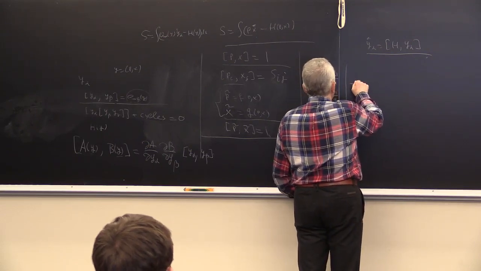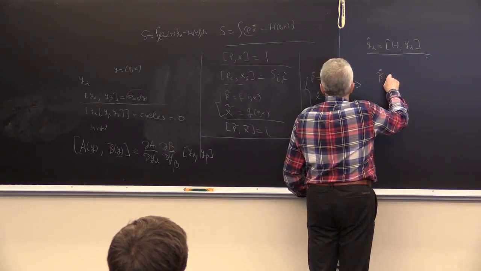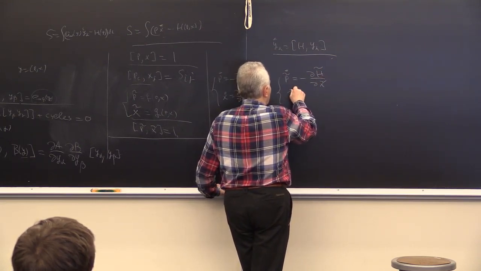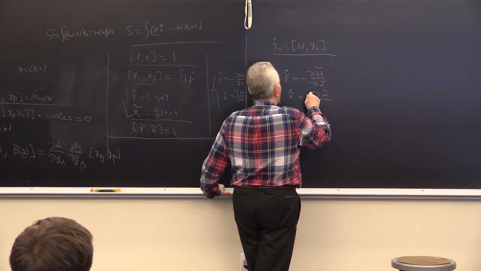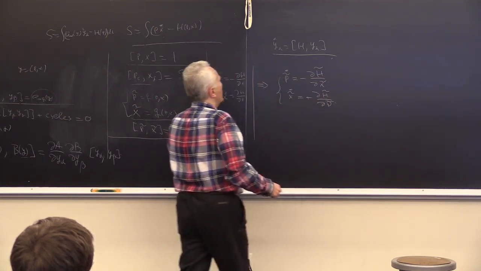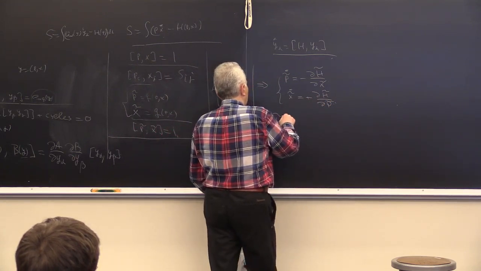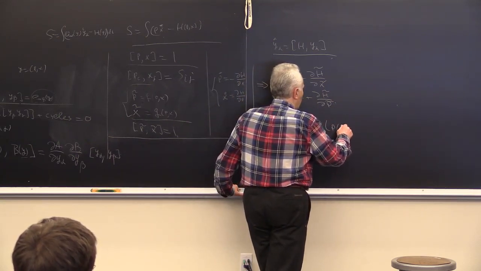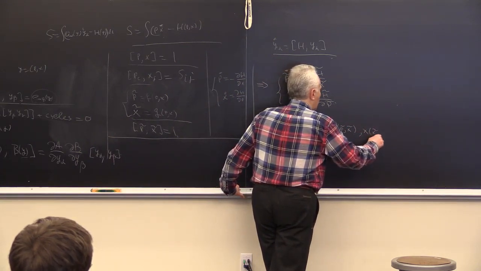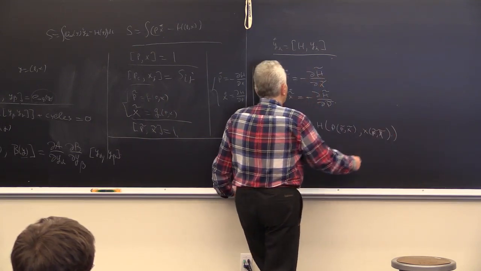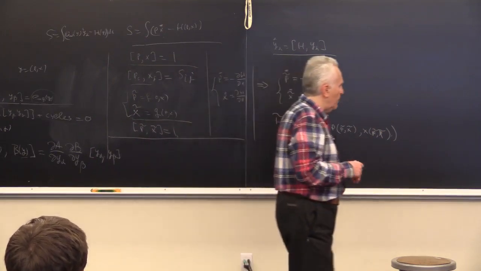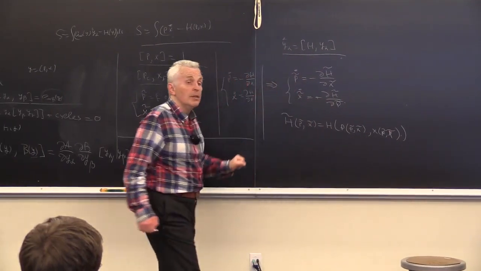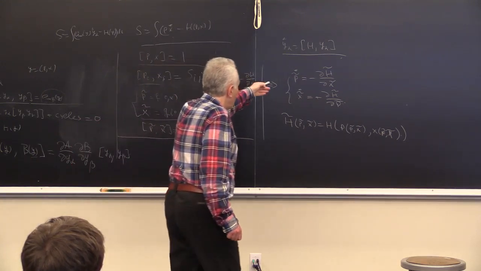Actually, the canonicity means that the Hamiltonian H tilde is H of p of p tilde, x tilde, x of p tilde, x tilde. So the Hamiltonian changes when you change variables. We will see in a moment how it changes. The Hamiltonian changes, but the structure of the equation remains the same. The form of the equation is unchanged.